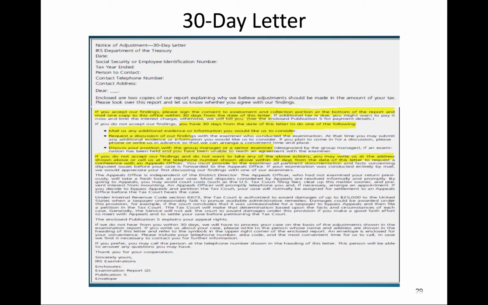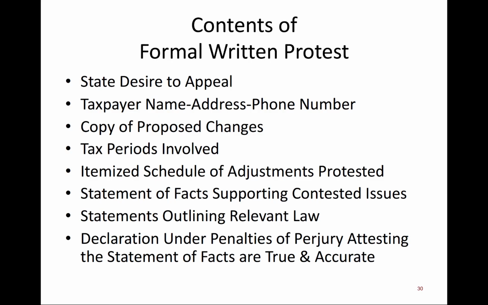So here's an example of a 30-day letter. Again, this comes after the disagreement. If you accept our findings, please sign the consent form, or please consent to assessment and collection portion at the bottom of the report. Otherwise, we will bill you. If you do not accept our findings, you have 30 days from the day of this letter to do one of the following. It's a due process letter. It tells you what you have to do. And the 90-day letter is very similar. So look, if you're going to file a written protest to try to go to appeals, then you need some things here. I have them listed, the various things that you need to include in the formal written protest.